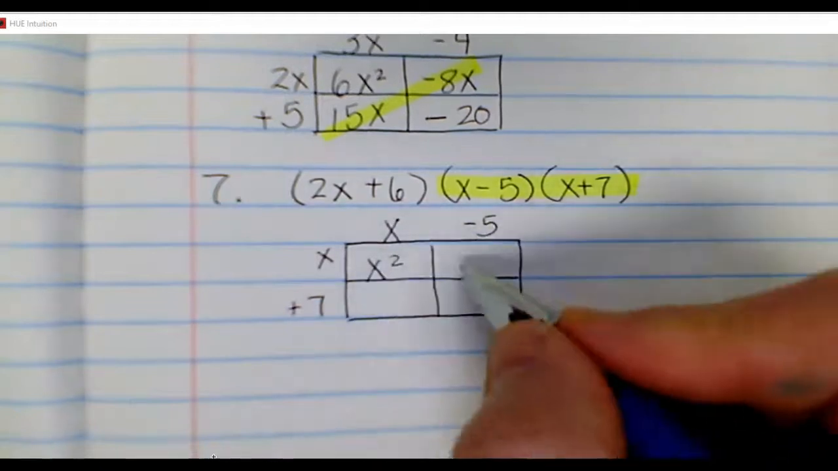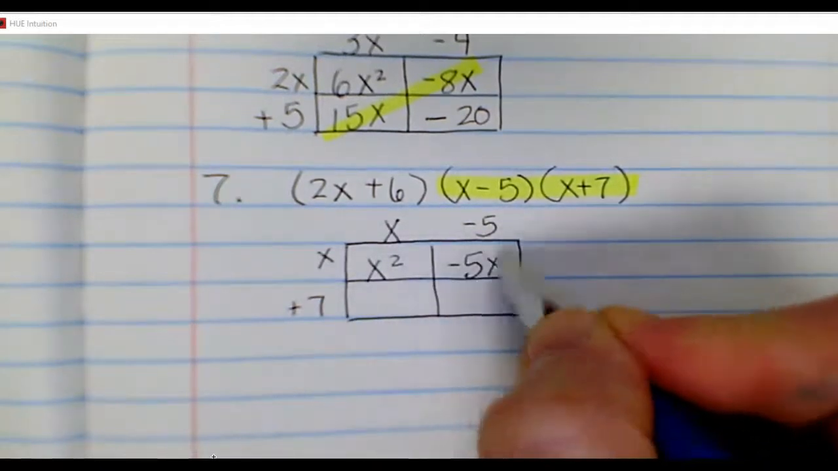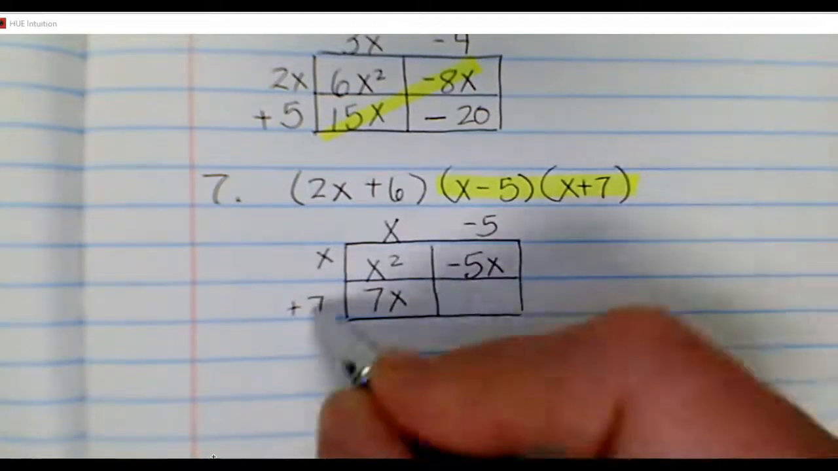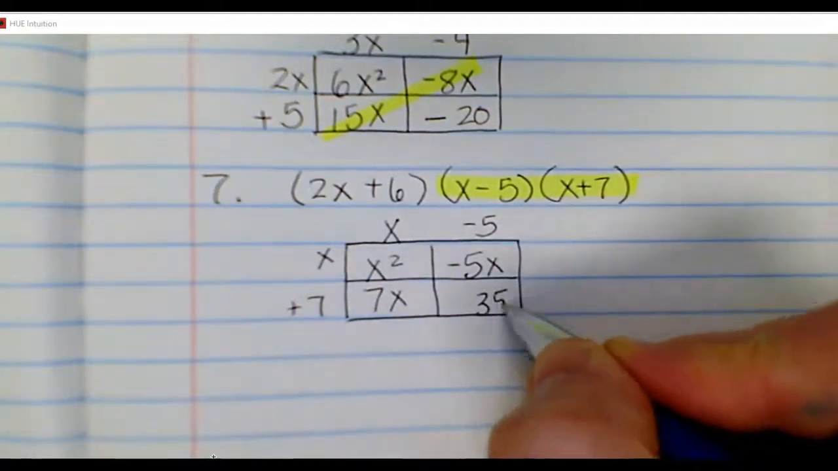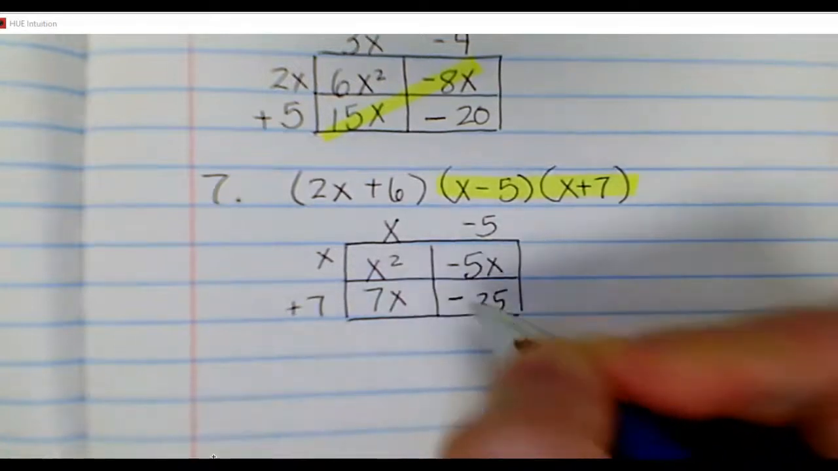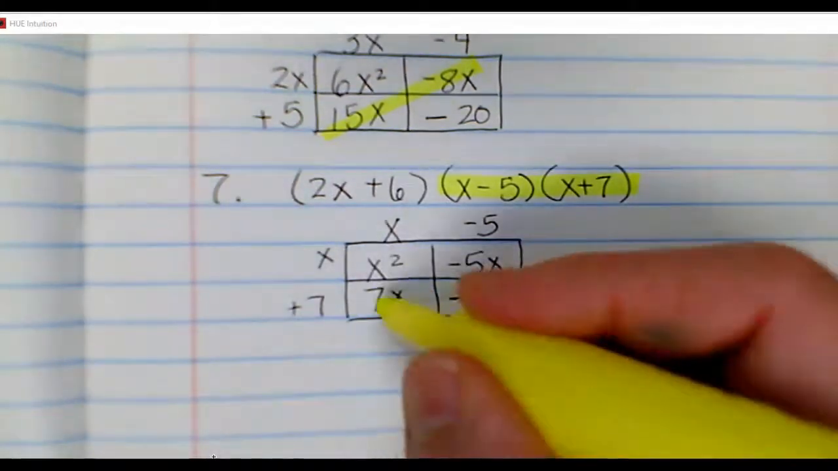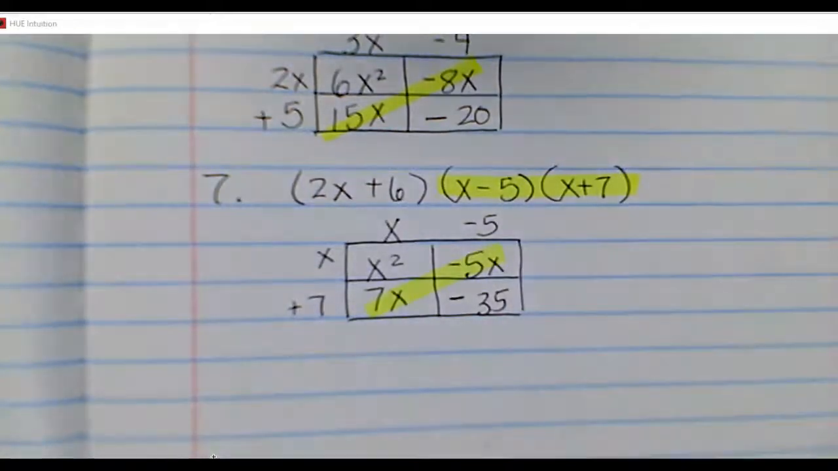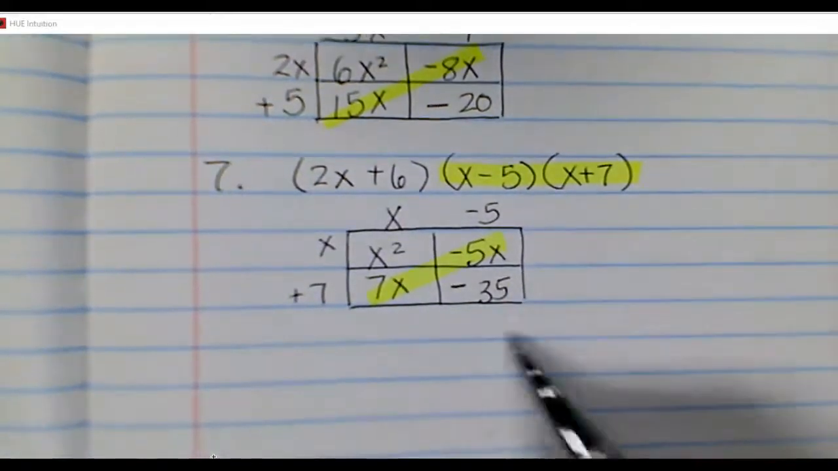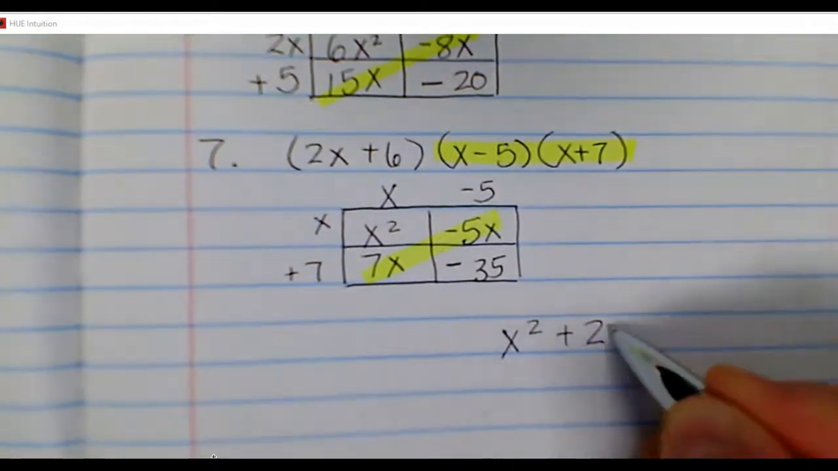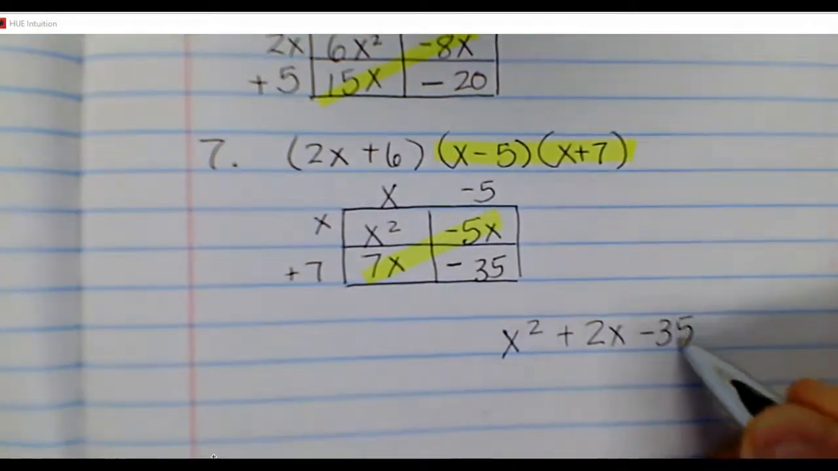X times x is x squared, minus 5x, 7x. 7 times 5 is 35. Positive times negative is a negative. Combine like terms. These are like terms. And I'm going to write it right down here below. So this is x squared plus 2x minus 35.